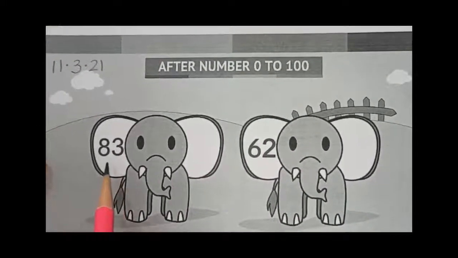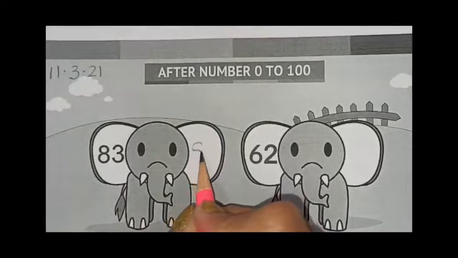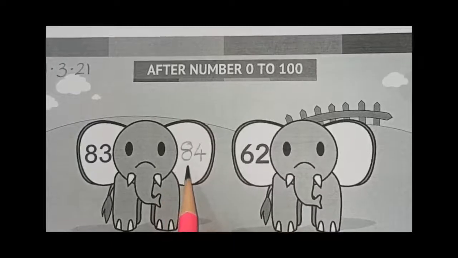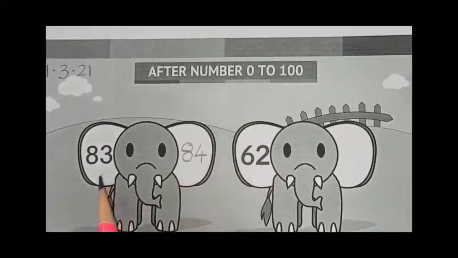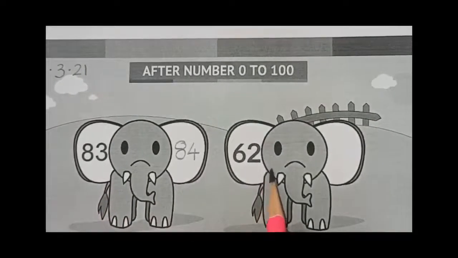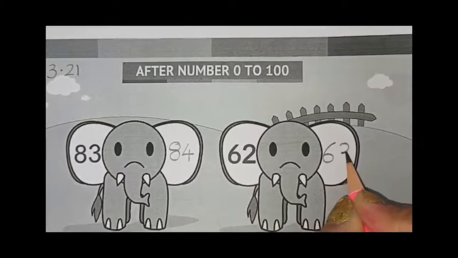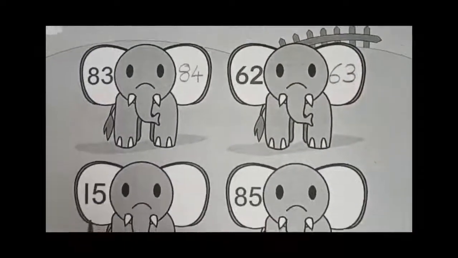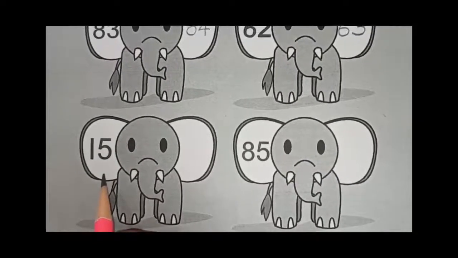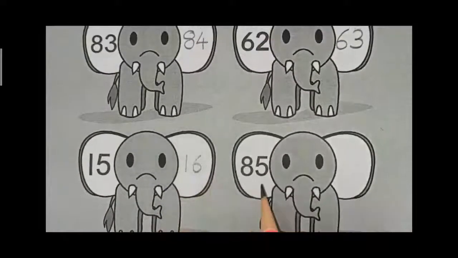This number is 83. Which number comes after 83? Yes, it's 84. 84 is after number because it comes after 83. Now next number is 62. Which number comes after 62? It's 63. Now next number. It's 15. Which number comes after 15? It's 16. Now next number.